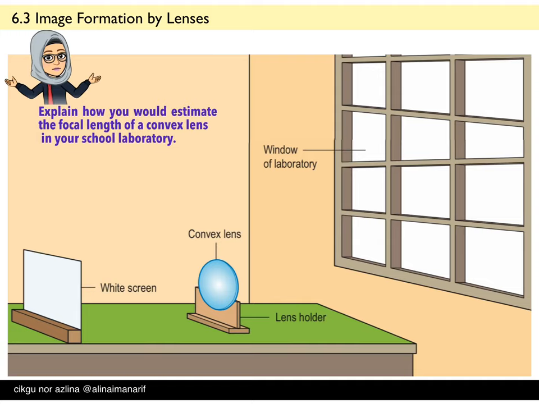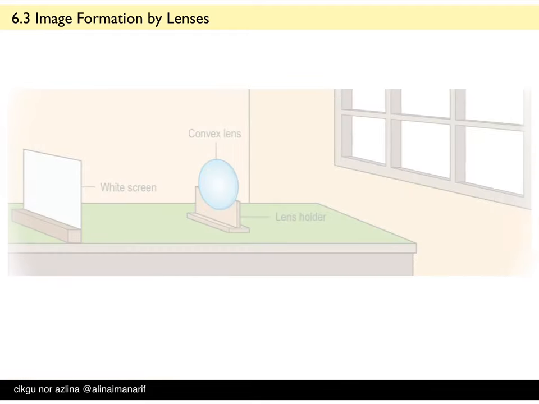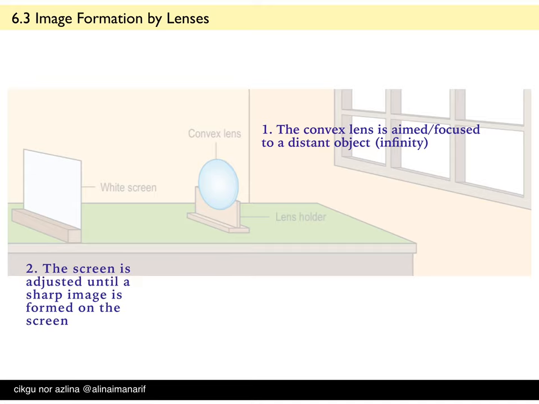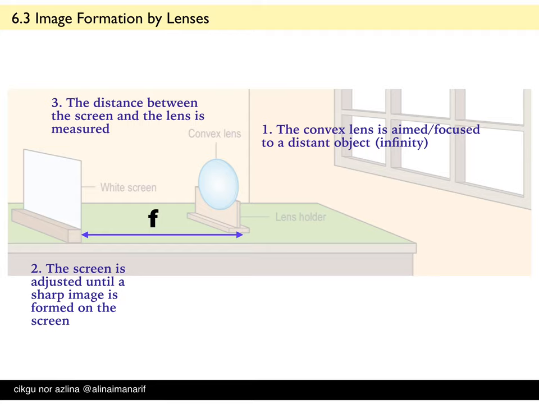Explain how you would estimate the focal length of a convex lens in your school laboratory. Point 1. The convex lens is aimed to a distant object. Point 2. The screen is adjusted until a sharp image is formed on the screen. Point 3. The distance between the screen and the lens is measured by using a meter rule. Point 4. The focal length of the convex lens is equal to the distance between the screen and the lens.